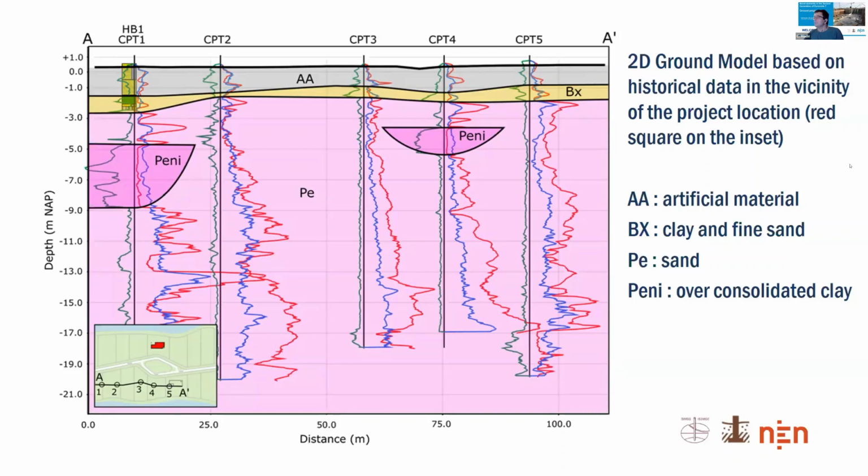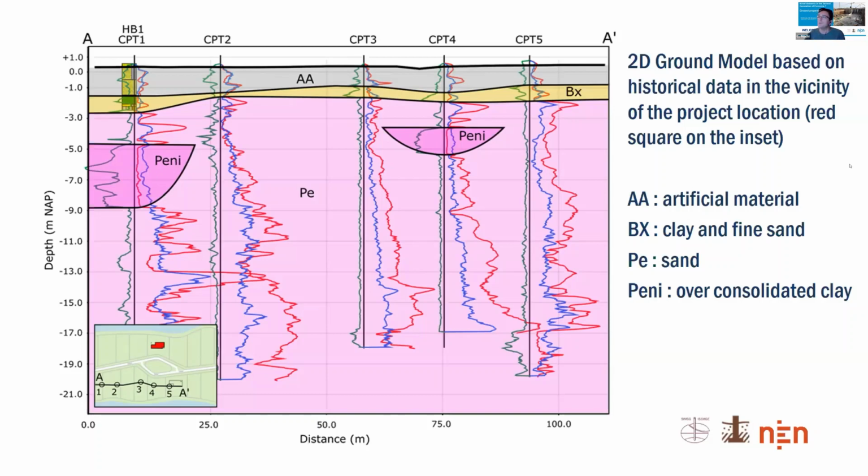So we have artificial material at the top. Then we have the start of the Pleistocene sediments, which is BX. That's clay and very fine, usually wind-blown sands. Then we have fluviatile deposits, PE, sands, and we have PE and I. And that's over-consolidated clay. We can do all these correlations based on CPTs. In the Netherlands, we have a lot of experience with CPTs. So for this one, we use the standard correlation to actually make this 2D ground model.